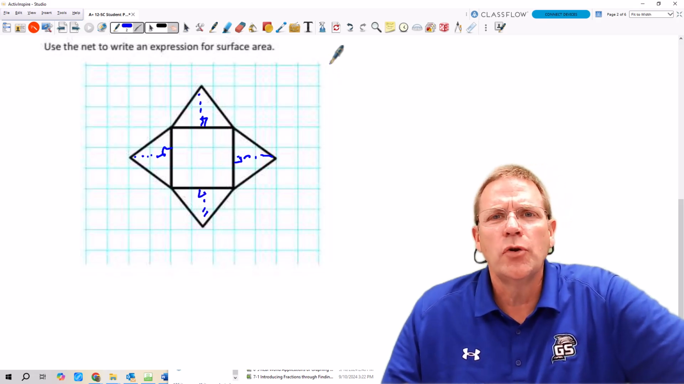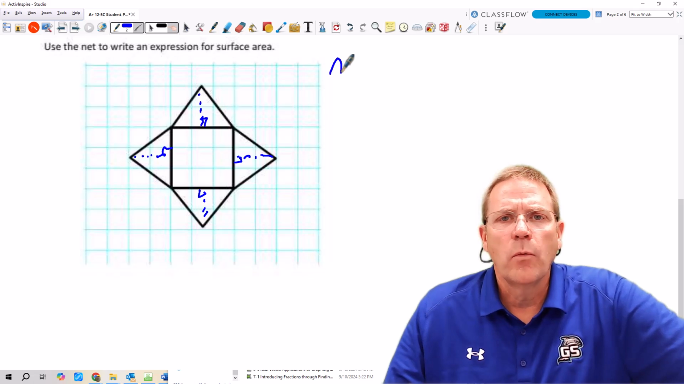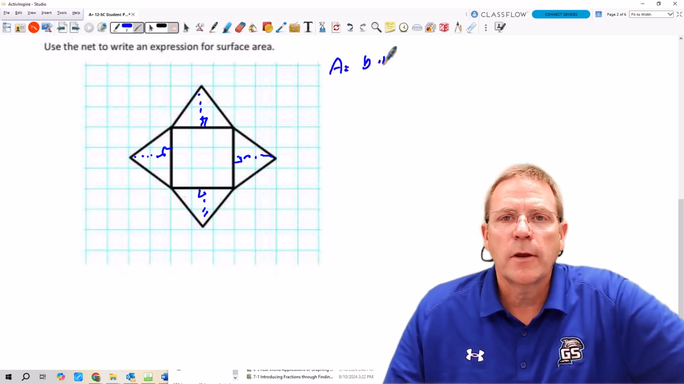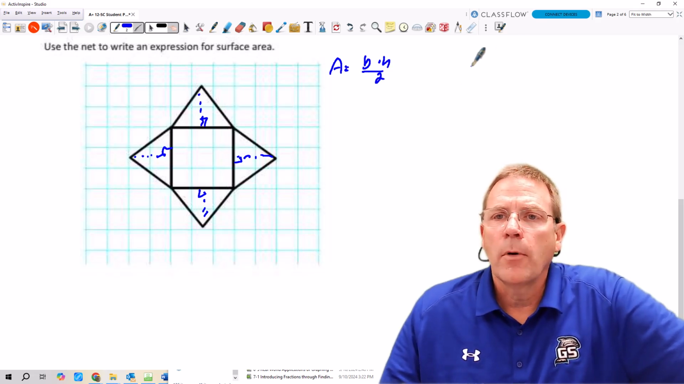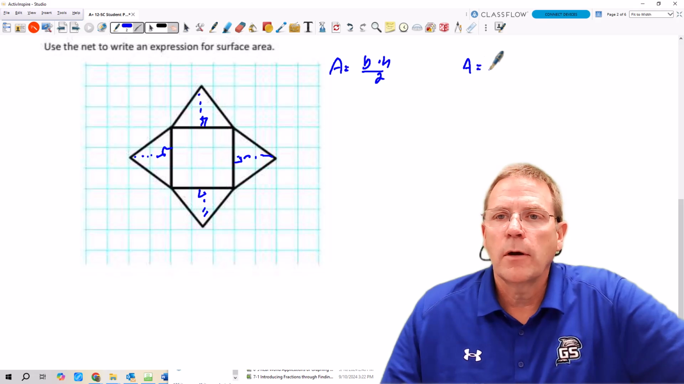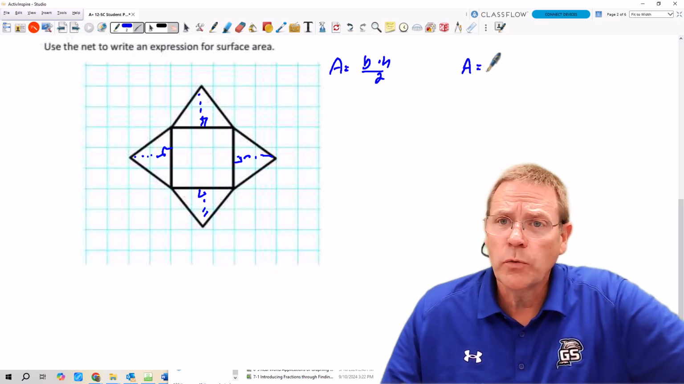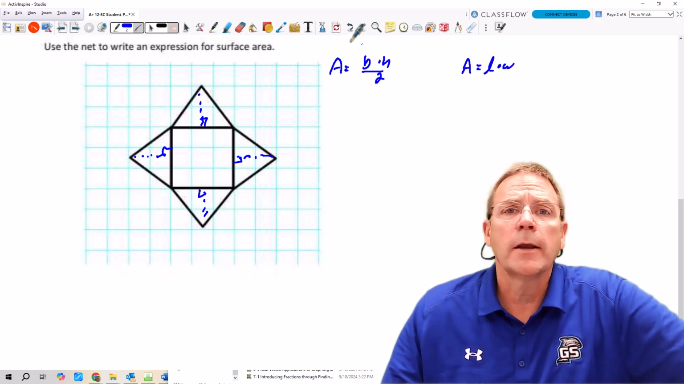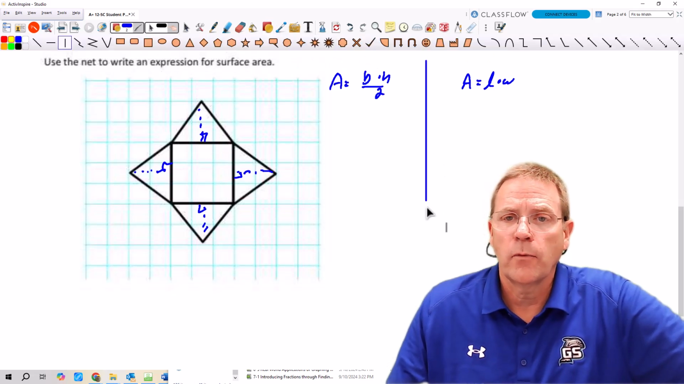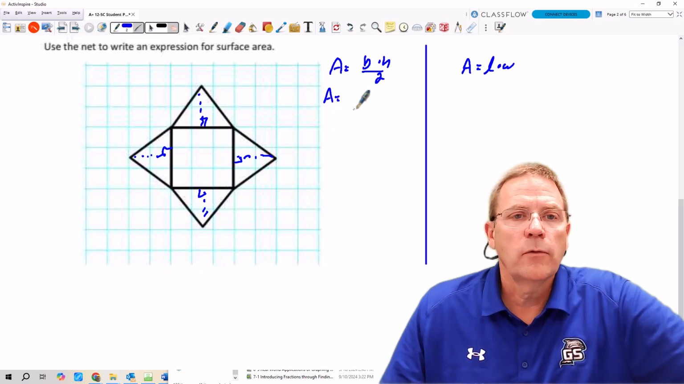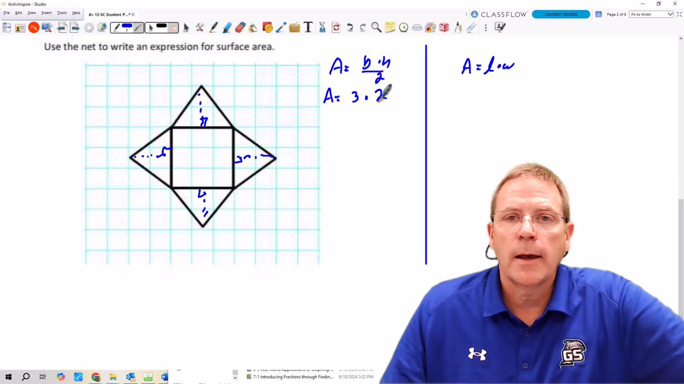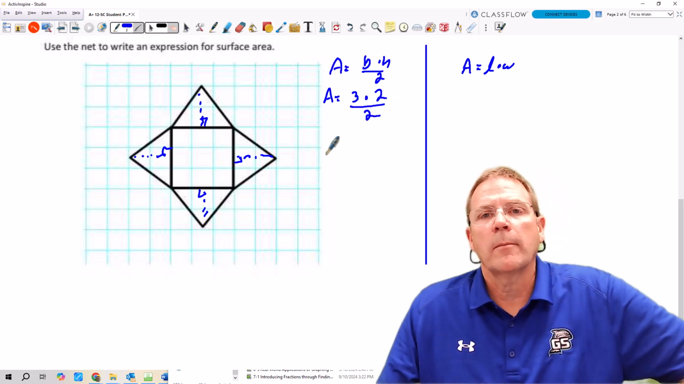So I'm going to need two formulas for this. I'm going to need one formula for the area of the triangles, which is going to be base times height divided by 2, since all my numbers are whole numbers. I'm also going to need a formula for the area of the square, which we're just going to treat as a rectangle right now. Area is equal to length times width. Plugging in my values for my triangles, they all are going to have a base of 3 and a height of 2, all divided by 2.